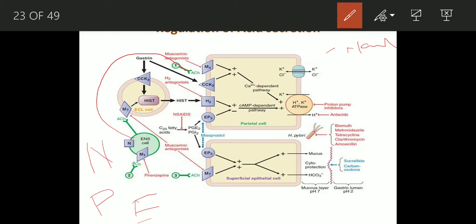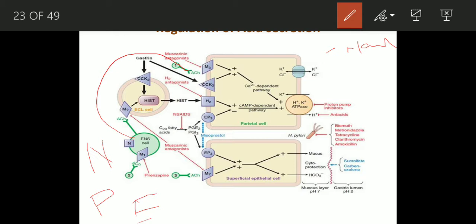On the parietal cell apical surface, we have muscarinic receptors. The subtype present is M3. So it acts on those M3 receptors, and it is responsible for stimulating the IP3-DAG pathway, which causes increased intracellular calcium, which in turn stimulates this proton pump. That is one pathway of acetylcholine action.